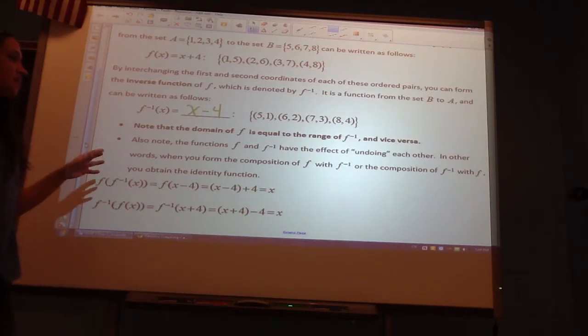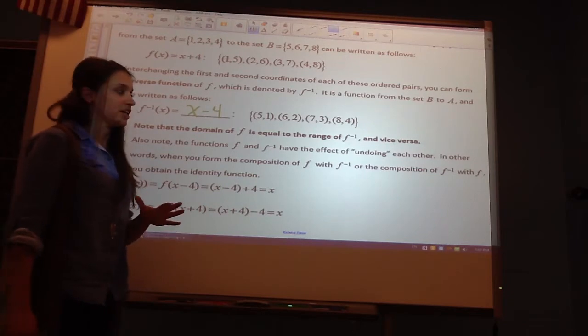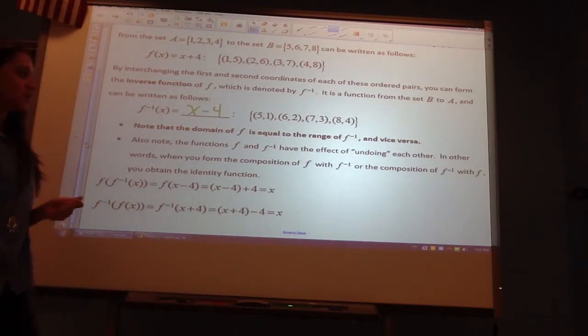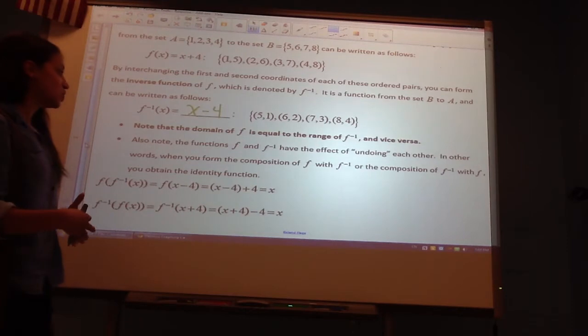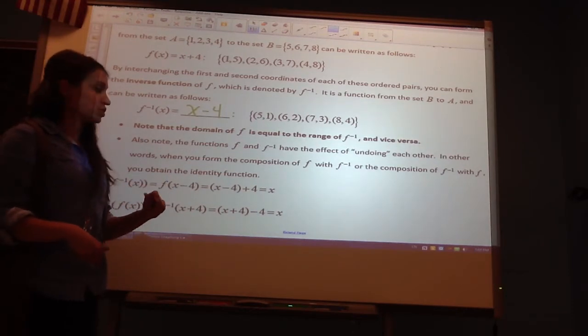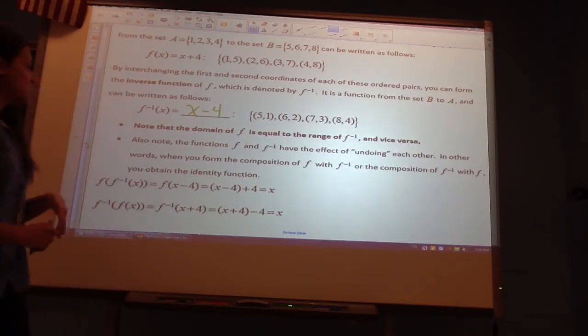Notice that the f and the f inverse function have the effect of undoing each other. In other words, when you form the composition of f with an f inverse, or the composition the other way, f inverse with f, you obtain the identity function. In this case, it would just be x, because these are linear functions. So let's put this to the test.